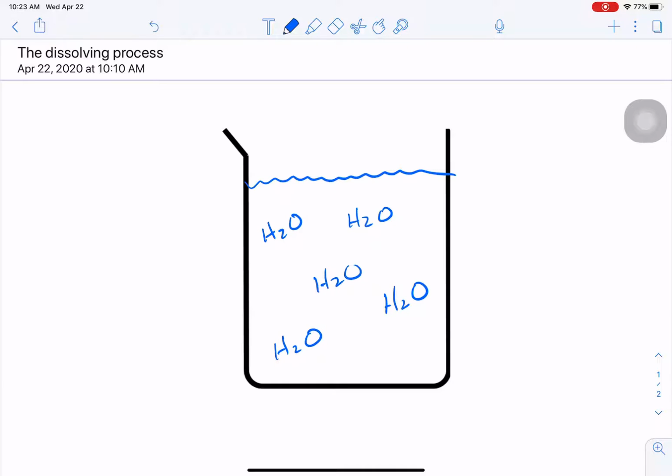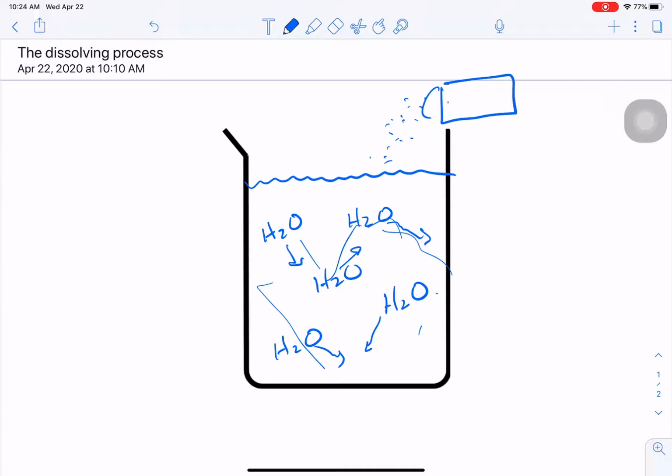Now, we know that the first thing that's happening in this sample of water is that these water molecules are moving around randomly. They're moving around, bouncing off each other, hitting the sides. So they're moving around randomly. Okay, now, if we introduced a solute, let's just call it NaCl. Okay, now, as soon as this salt enters the water, we know that these H2Os are moving around randomly, so there's definitely going to be some collisions.